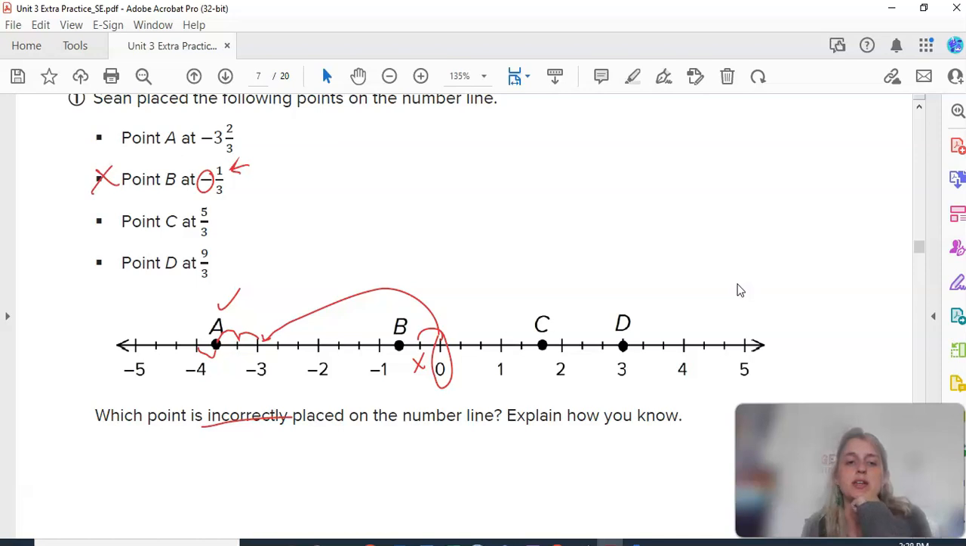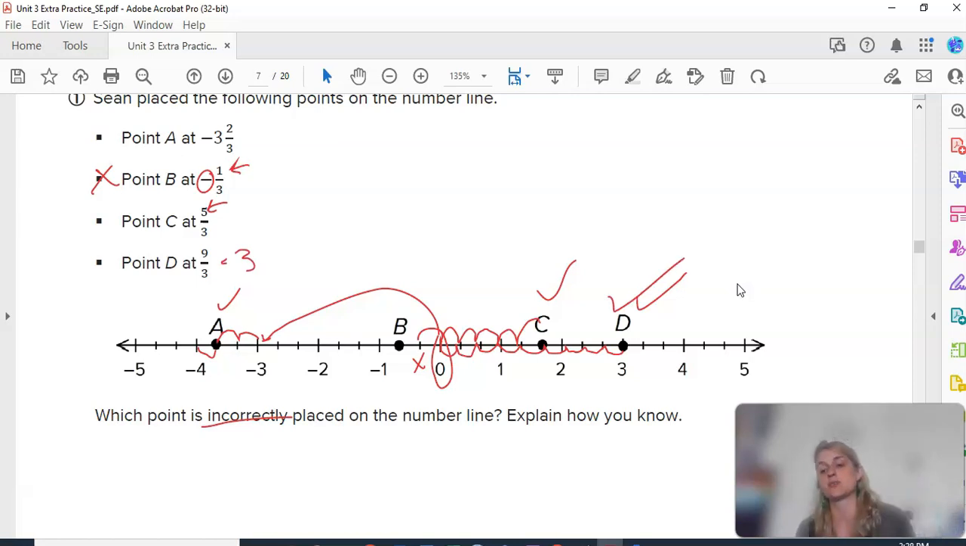Let's check point C. Go 5 spaces to the positive side, starting at 0. 1, 2, 3, 4, 5. Yay! Point D. 9 spaces to the positive side. 1, 2, 3, 4, 5, 6, 7, 8, 9. Yay. Also, 9 divided by 3 equals 3. So I could have said go to 3 holes. Oh, yep, it's at 3 holes. However you want to check it, D is correct.